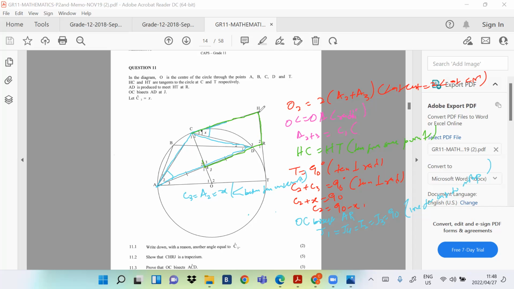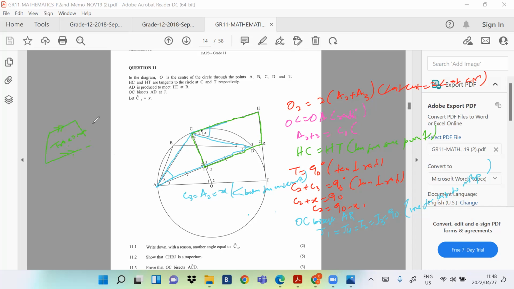CHRJ is a trapezium. Remember, what is a trapezium? It is a quadrilateral with only one pair of opposite sides parallel, right? That's a trapezium, if I remember correctly. Only the sides. This is a trapezium.